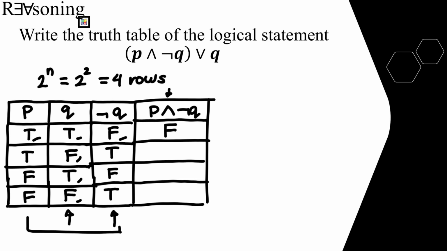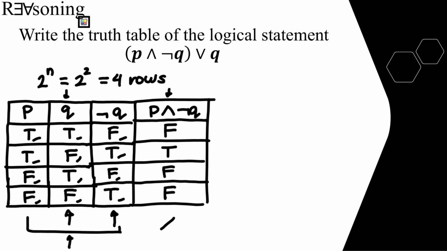Next, true and true. This time, our result is true. Next, false and false. Both propositions are false. This means the result is also false. And then, false and true. This means this is false as well. We are now done with our conjunction.